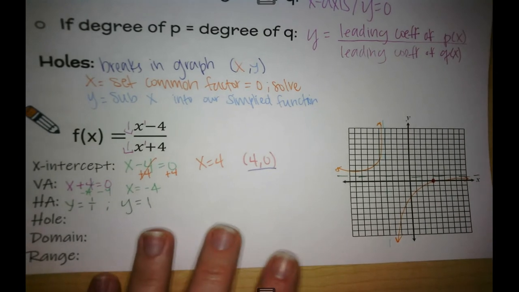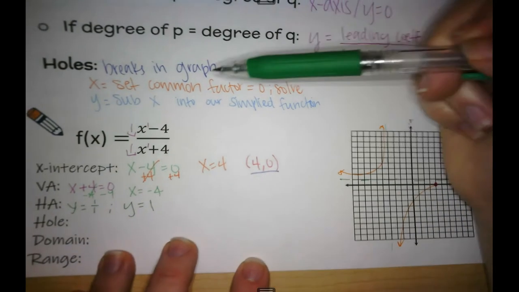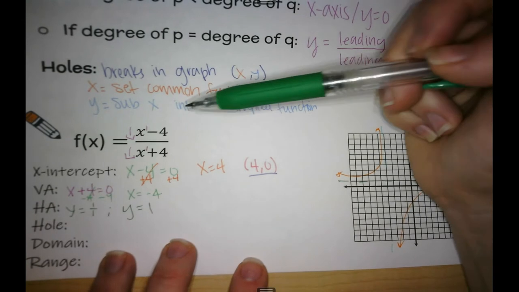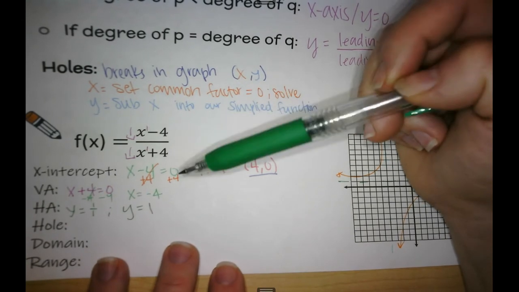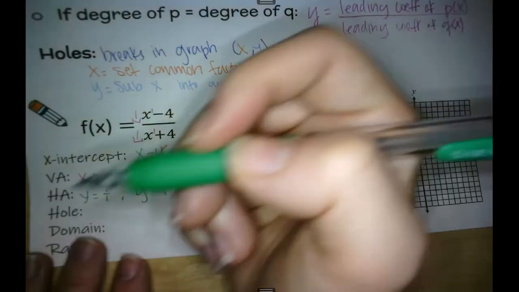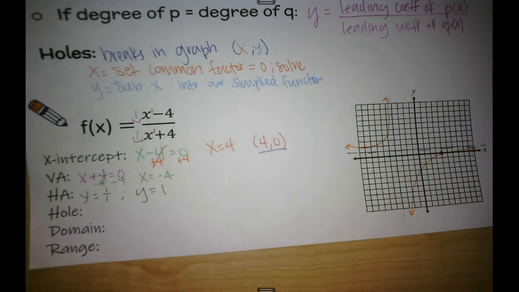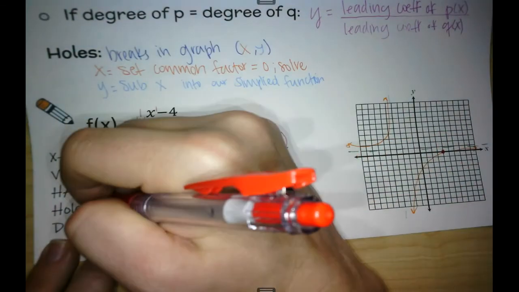Okay, is there a hole? So again, we're looking at, is there a common factor on the top and the bottom? There is not. Those both are different, and we just have binomials, so there is no hole.